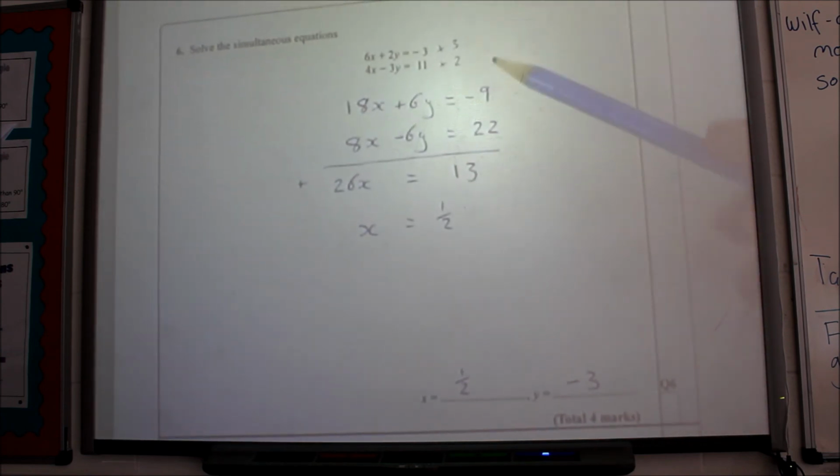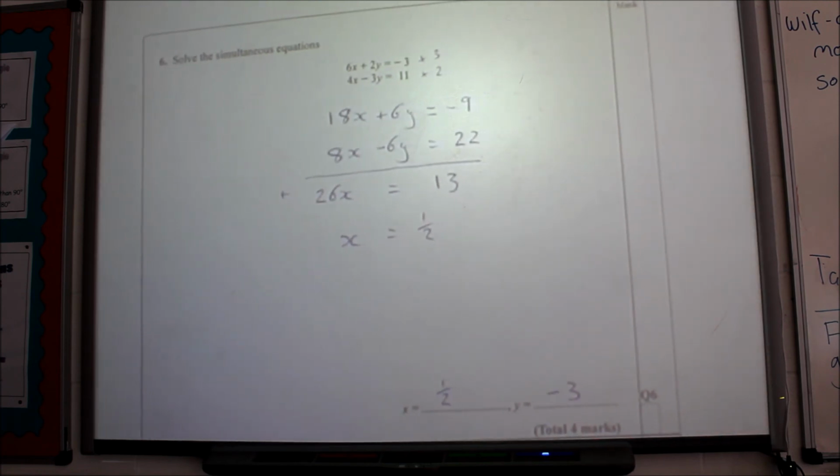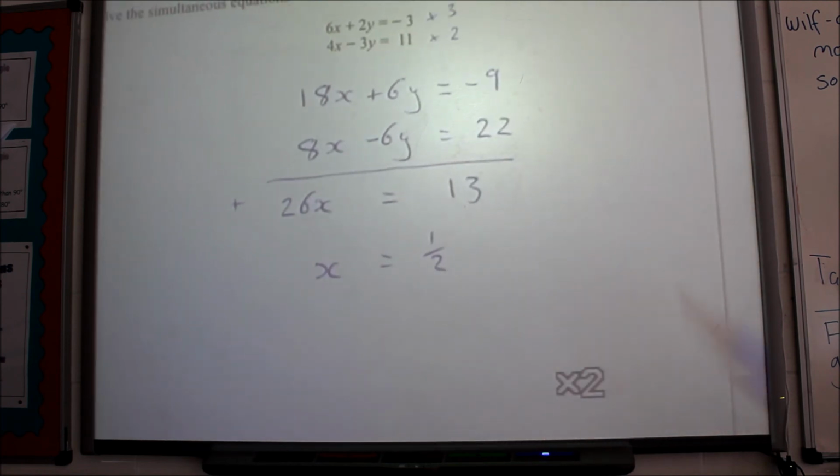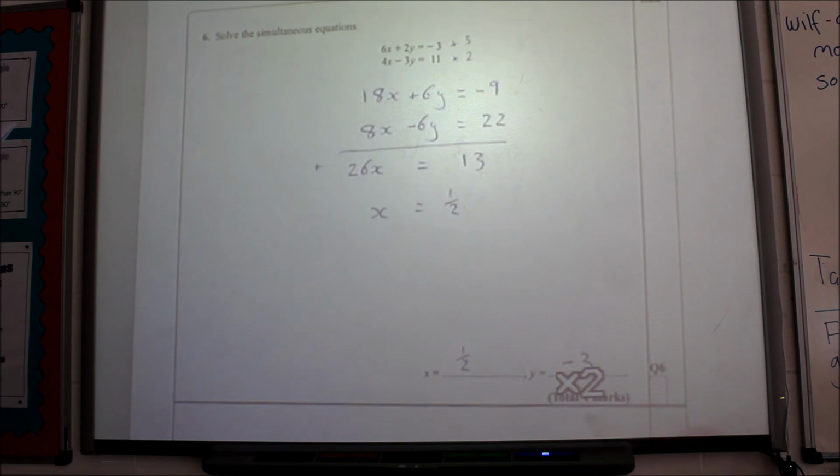Question number 6, solve the simultaneous equation. I've got my y's the same, and then I have added them together, and I've ended up with 26x equals 13. So 26 times a half is 13, so x equals a half. And if you plug that into your formula, you'll get y equals minus 3 as your other answer.